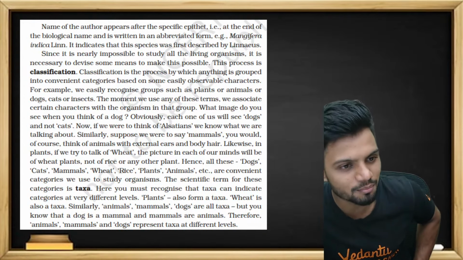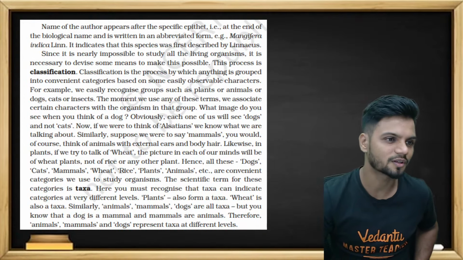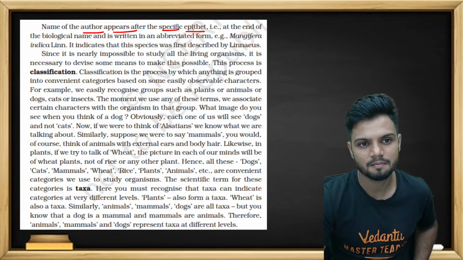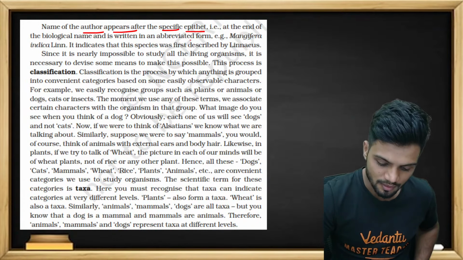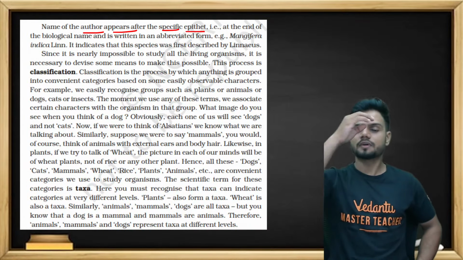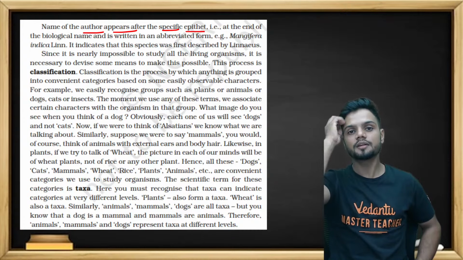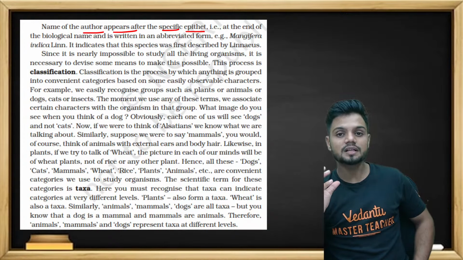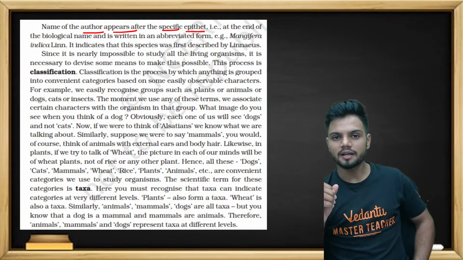Okay. Now, the next concept is very simple. You might think it's like a big paragraph, but it is a very simple paragraph. Name of the author appears after the specific epithet sometimes. What is the meaning of that? So imagine, let's say Tanuja, tomorrow in the news her name is coming. News says that Tanuja invented or discovered a new plant, and we are giving the name to the plant, and we are giving it a Latin name.